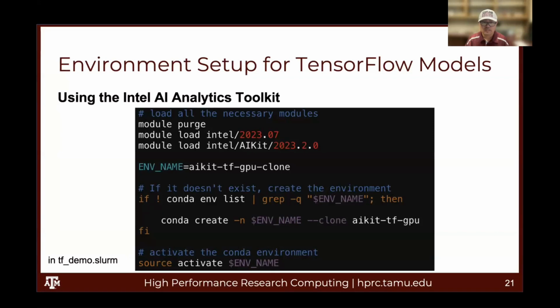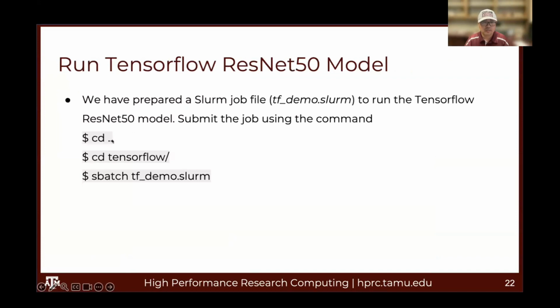For example, probably you need something like TQDM or TensorBoard that are not included in the AI Kit TF GPU, but when you clone the environment, you can source activate the environment, and then you can install the modules that you need for your own project. For today's short course, we don't need a lot more, but this is for future benefit. And this is also in the tf_demo.slurm.